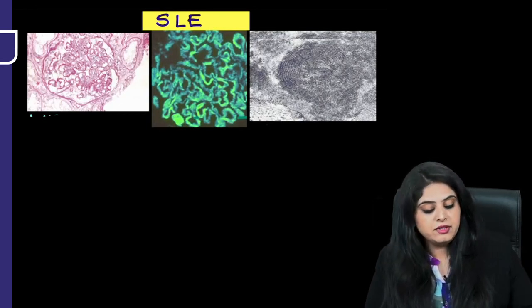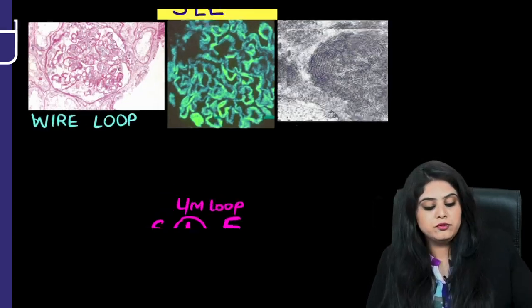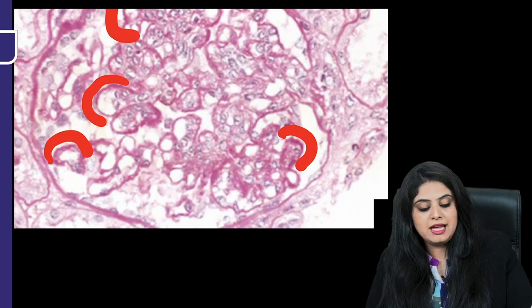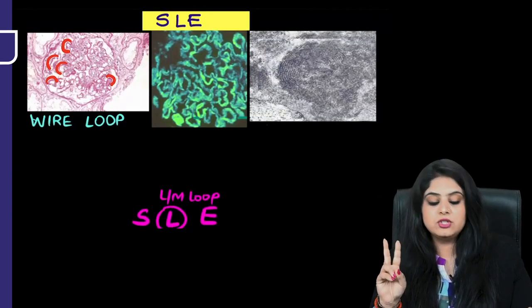So in SLE, how did we learn SLE? Please note, we said that firstly, on light microscopy, it shows you wire loops. If we zoom into this picture, we will notice the periphery is very, very pink. Only the loops are coming out pink, as if there is some wire that you folded. So on light microscopy, you will see a wire loop lesion.